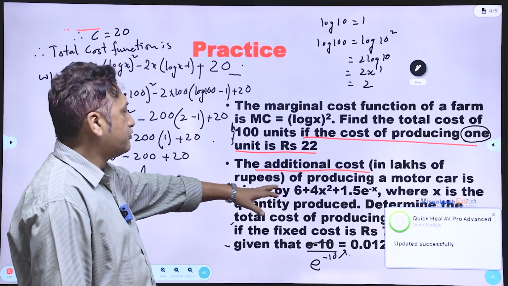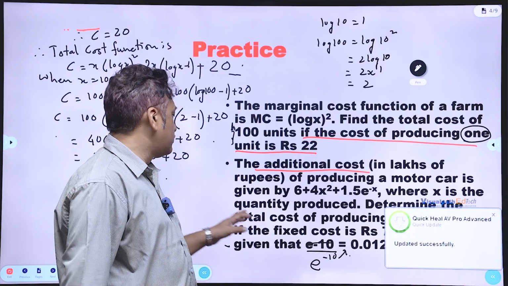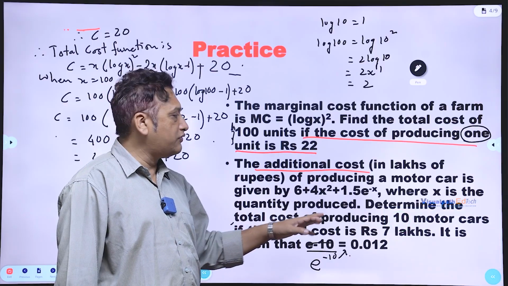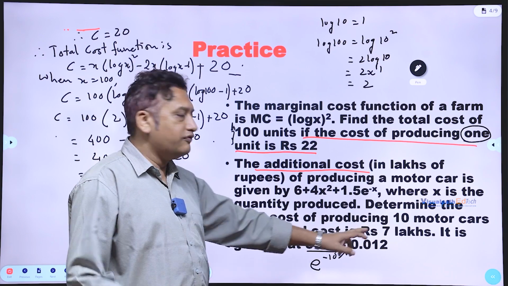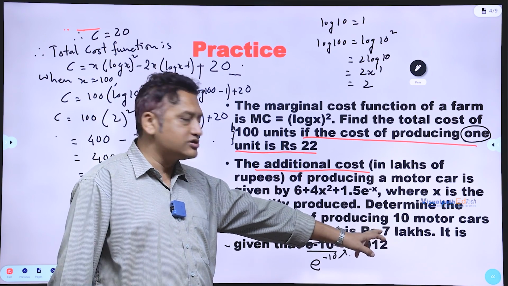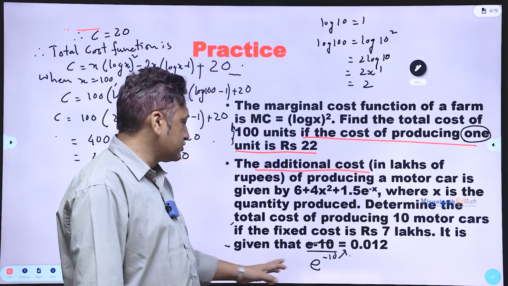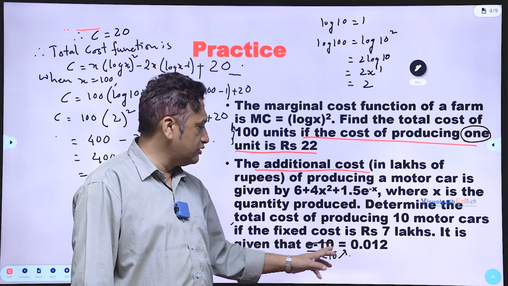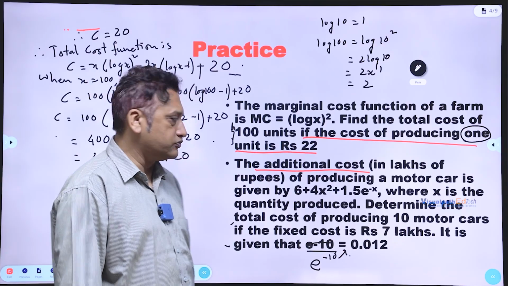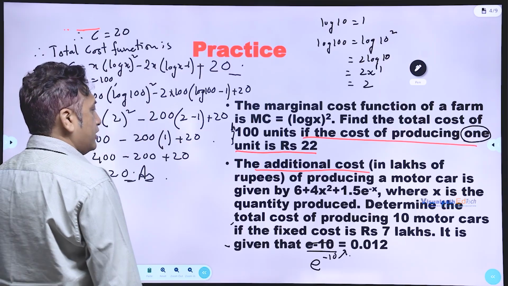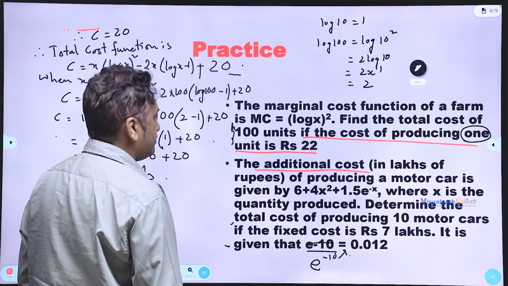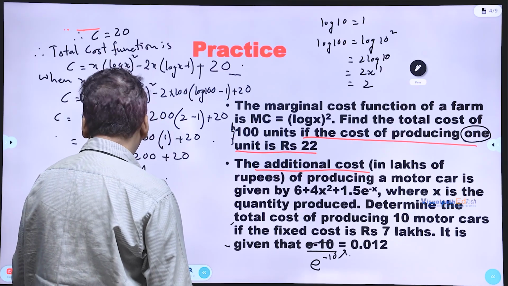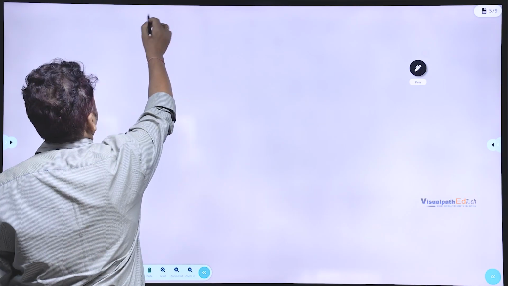So, we'll do this sum. What are we given? Marginal cost. What are we asked to find? Total cost. Of how many units? 10 units. What is the additional information given? Fixed cost is given. What is that much? 7 lakhs. And we are also given another piece of information, which is e to the power minus 10 is 0.012. So, let's proceed. Let's start with marginal cost: 6 plus 4x square plus 1.5 into e to the power minus x.